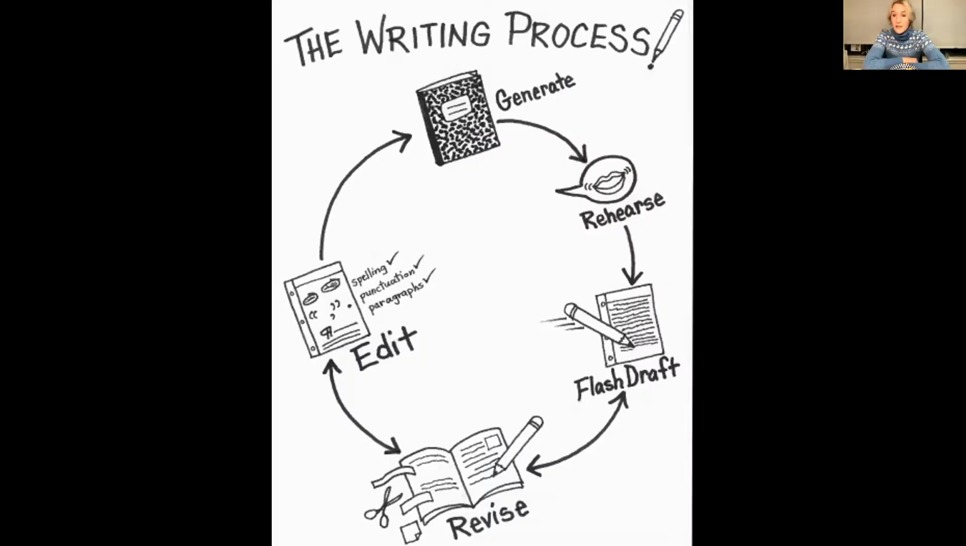Whenever you're writing anything, information book, narrative story, historical research paper, whatever it is, it goes through a process. You start by generating ideas, then you rehearse, you try some out. Maybe that also involves a little bit of planning. Then you flash draft, you just write it all out. You don't worry too much about how it looks or how it sounds, just get the ideas on the page. And then you do something called revise. You revise your piece before you edit.